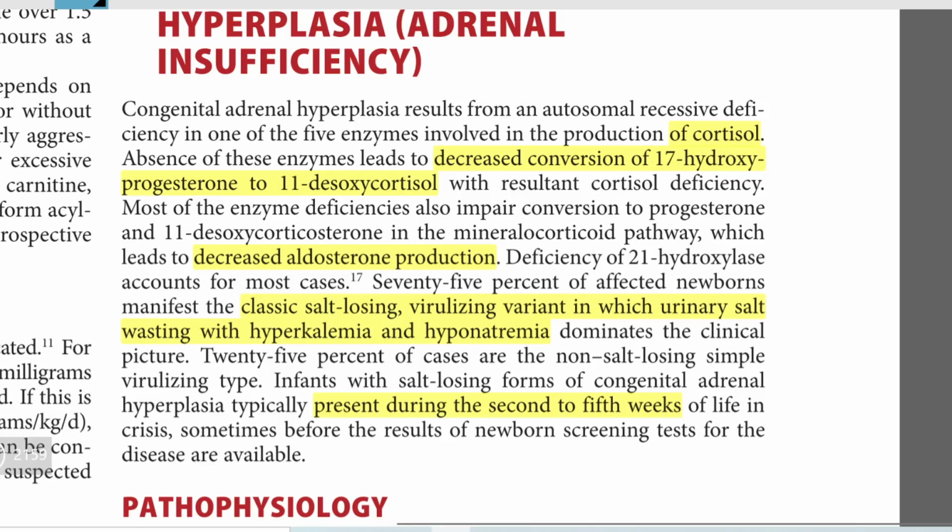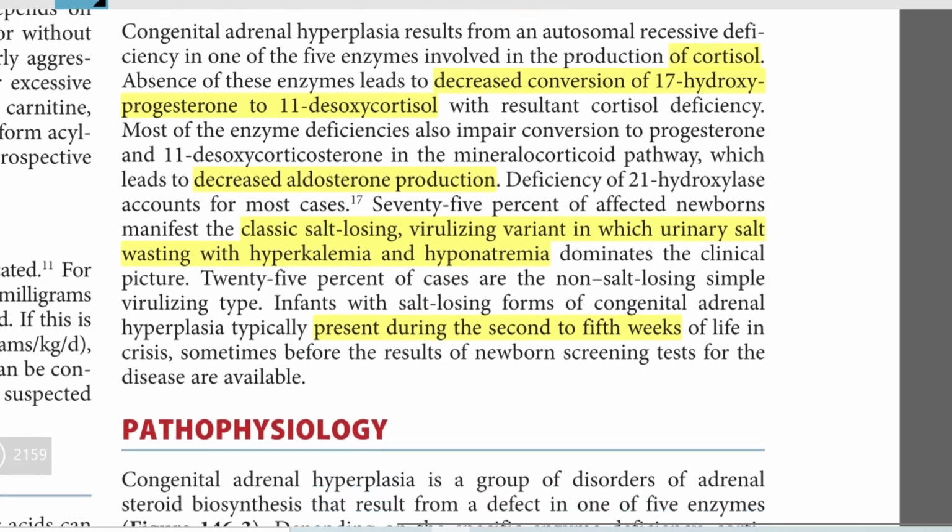75% of the affected newborns manifest with the classic salt losing virilizing variant, in which urinary salt wasting with hyperkalemia and hyponatremia dominates the clinical picture. 25% of cases are the non-salt losing simple virilizing type. Infants with salt losing forms of congenital adrenal hyperplasia typically present during the second to fifth weeks of life in crisis, sometimes before the results of newborn screening tests are available.